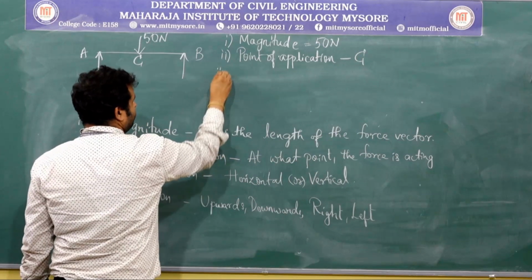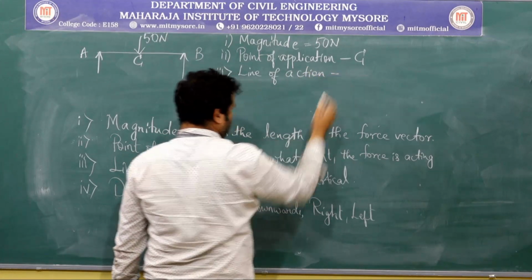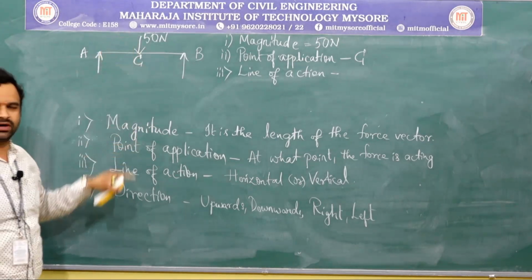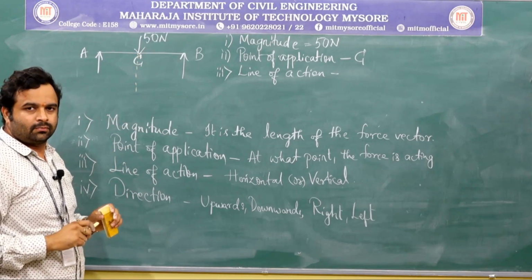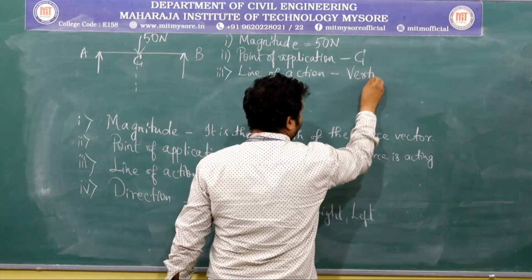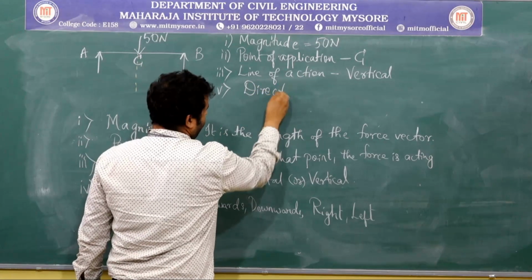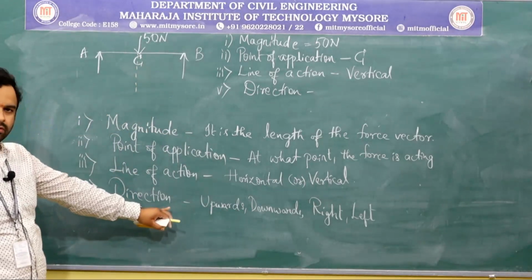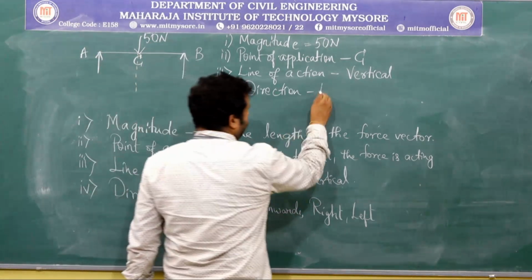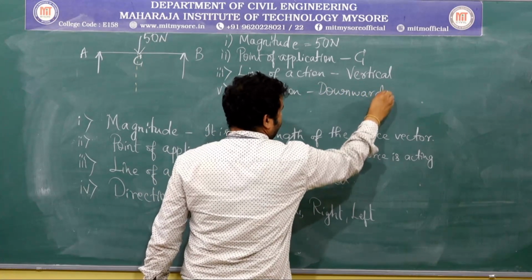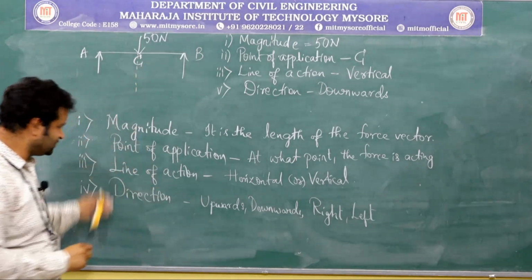The next characteristic is line of action. So, what do you mean by line of action? Whether the force is acting vertical or horizontal. So, in this figure it is acting vertical. So, the line of action is vertical. And the last characteristic is the direction. So, direction, what do you want to look into? Whether it is upwards, downwards, right or left. Here it is acting downwards. So, this is how you write the characteristics of a force system, by understanding the characteristics of a force.